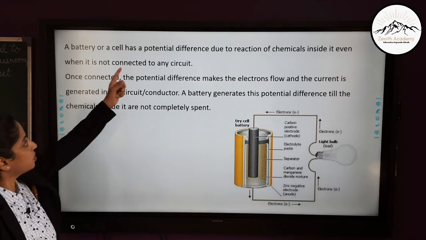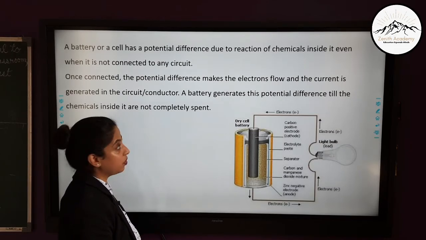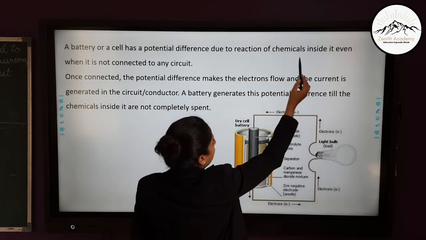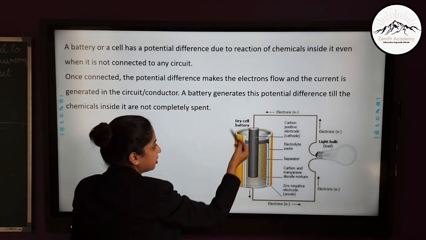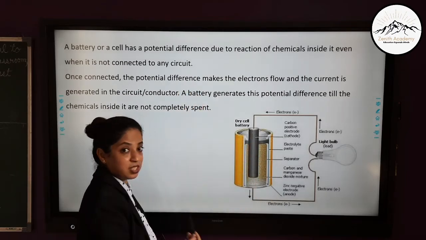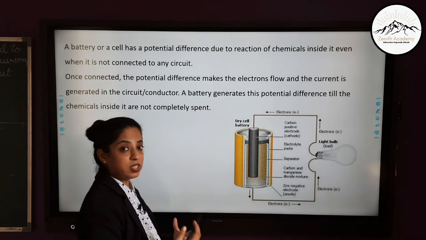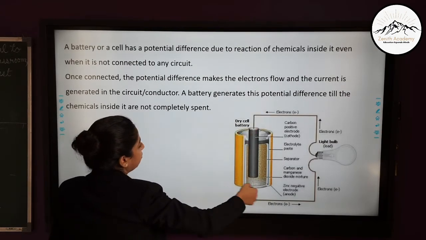So a battery or a cell has a potential difference. Why does a cell or a battery have a potential difference? Due to the reaction of chemicals inside it, even when it is not connected to any circuit. If you have seen some dry cell or battery, you must have noted that there are chemicals, there is an anode and a cathode, so there is always a chemical reaction happening. So due to these chemical reactions, there is always a potential difference.